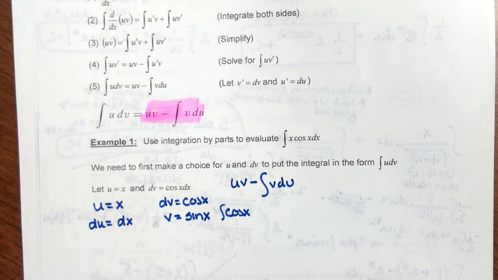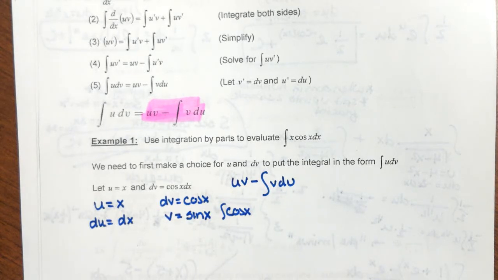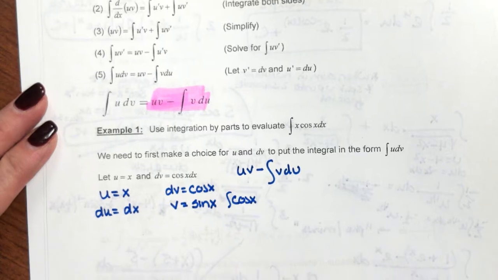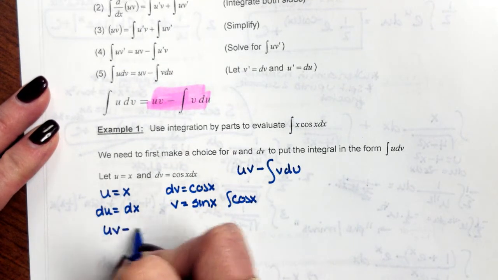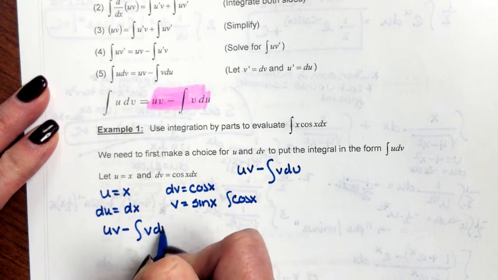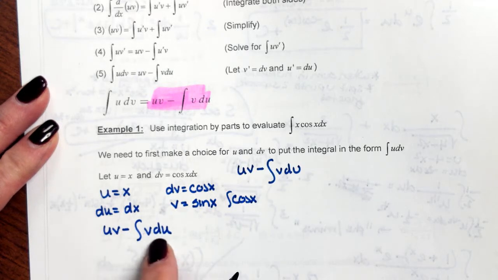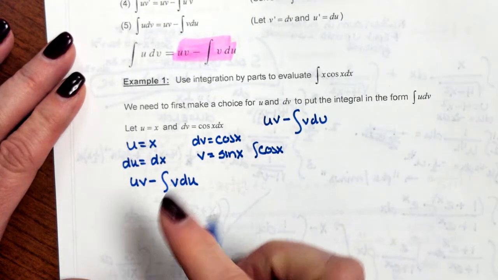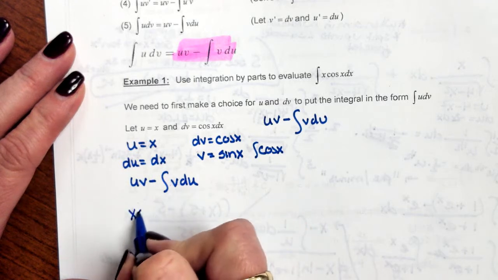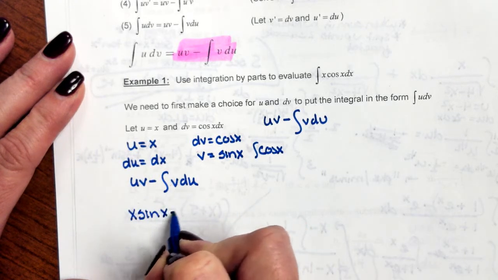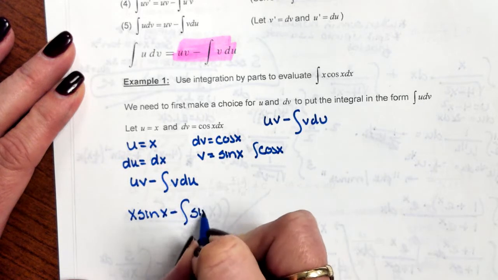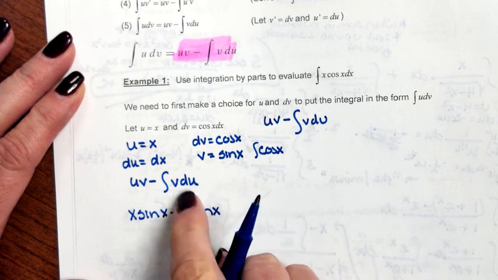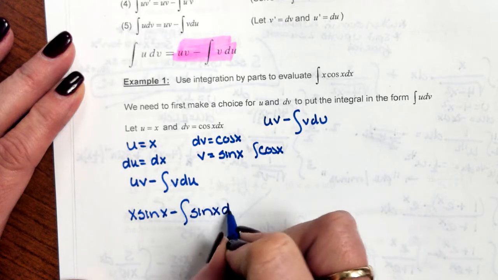So for parts, you've got to know a u, you've got to know a v, you've got to know a dv, and you've got to know a du. So now I'm going to plug everything into my parts formula. Again, u times v minus your integral of v times du. You then should be able to get an integral that we can integrate. So u times v is going to give me x times sine x minus your integral of v, which we found to be sine x, times my du, which is just dx.